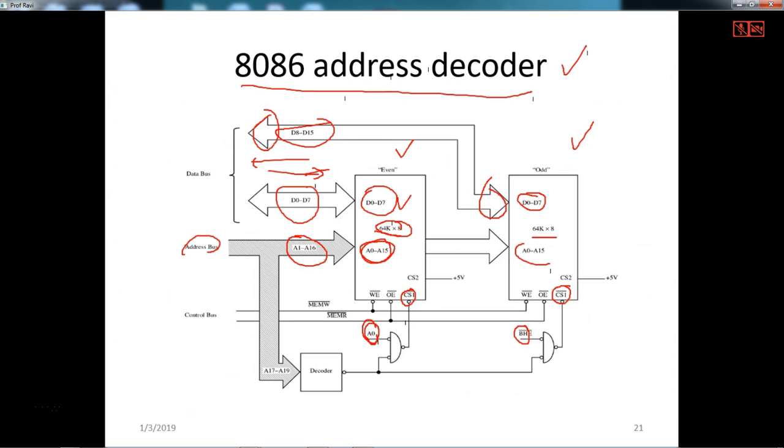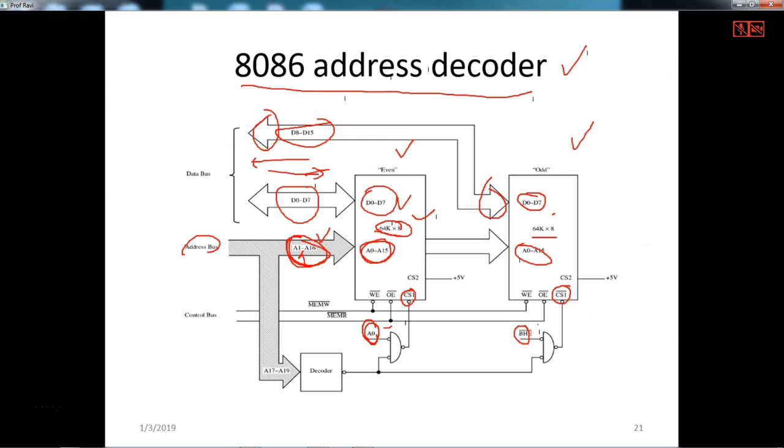Same thing here also. This is 64K, and this is also 64K. So 16 address lines are here, 16 address lines are here. Then we need 16 address lines of the processor, not A0. Be careful here, not A0, because A0 we are using to select the even bank and BHE we are using to select the odd bank. So A0 we are not using here. A1 to A16 is what we connect to the microprocessor.